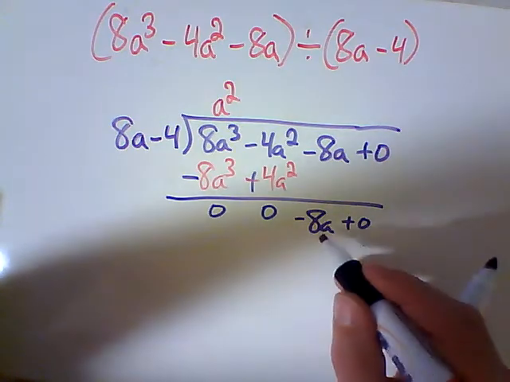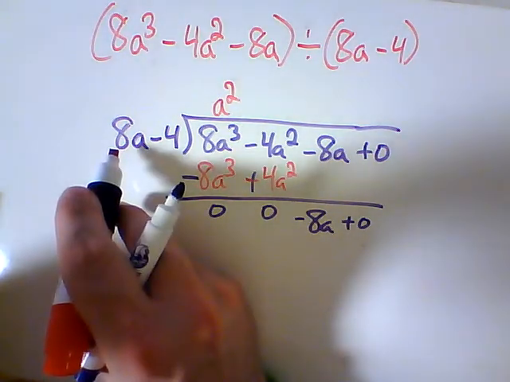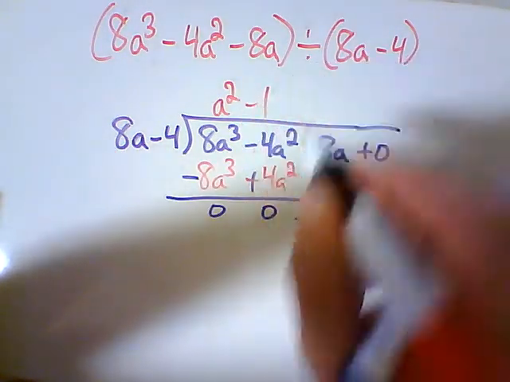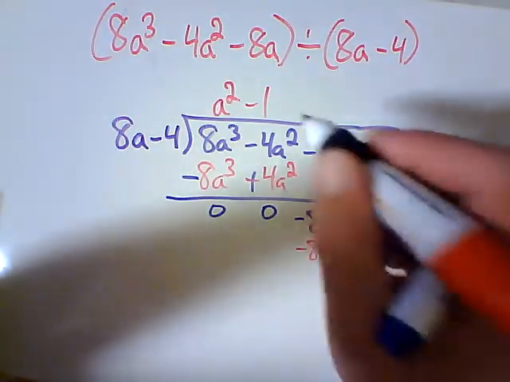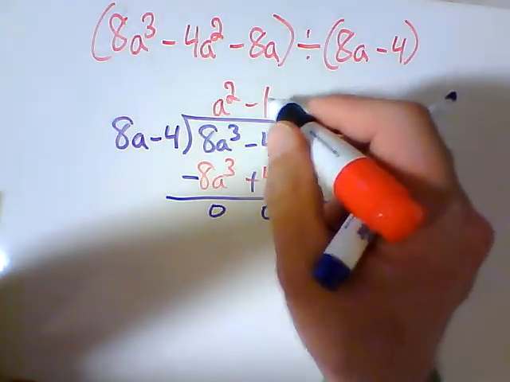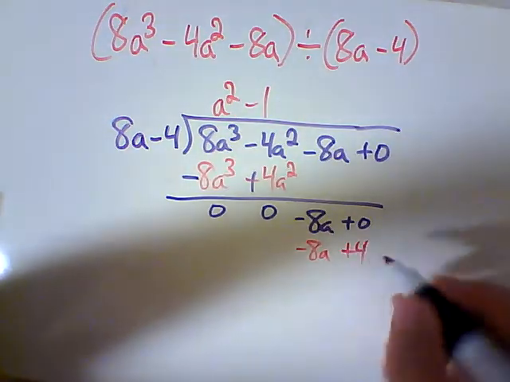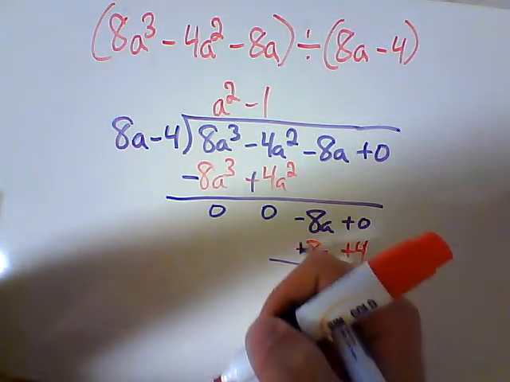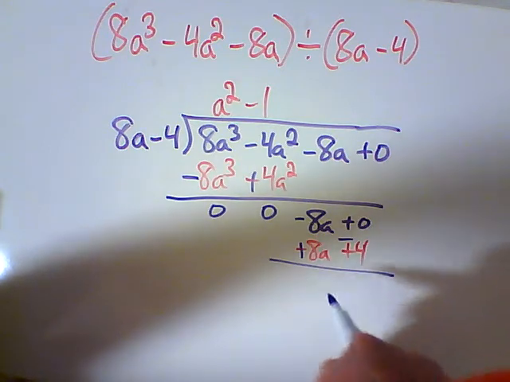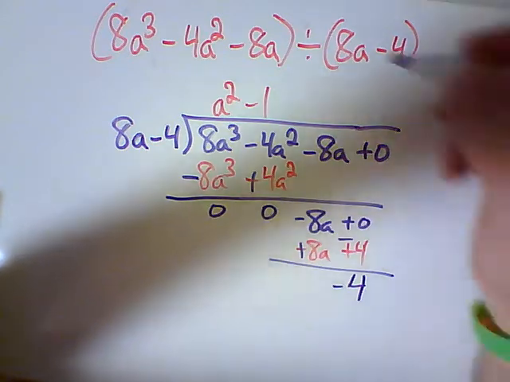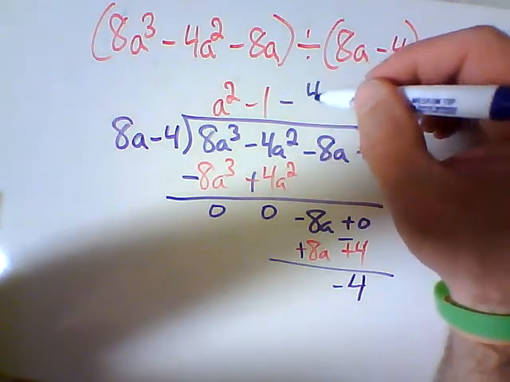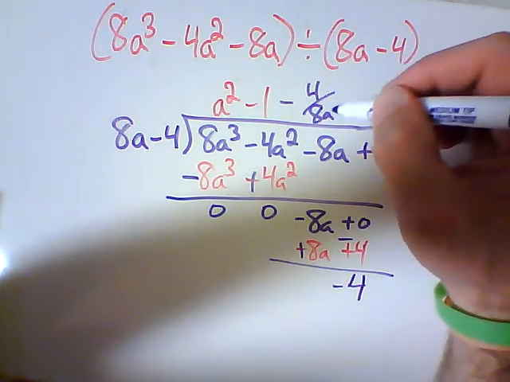Well, maybe. Negative 8a divided by 8a is negative 1. Negative 1 times 8a is negative 8a. If I didn't have that 0 there, I might be tempted to mess this up. And that becomes plus 4. Draw a line, change my signs. That becomes 0, and I have a negative 4. So, minus 4 over 8a minus 4.